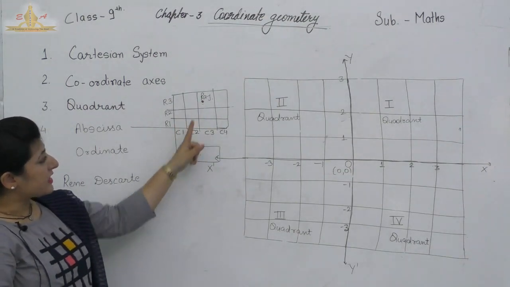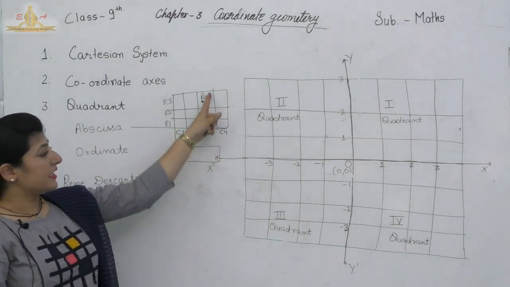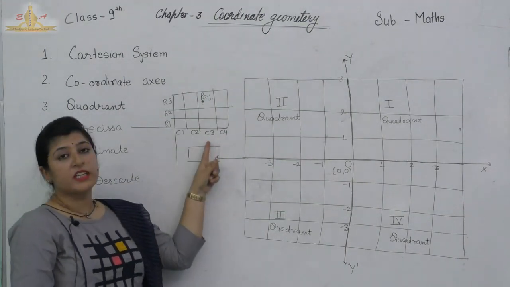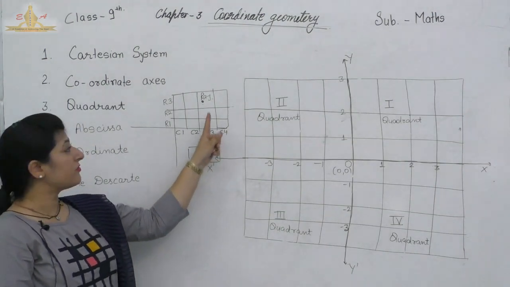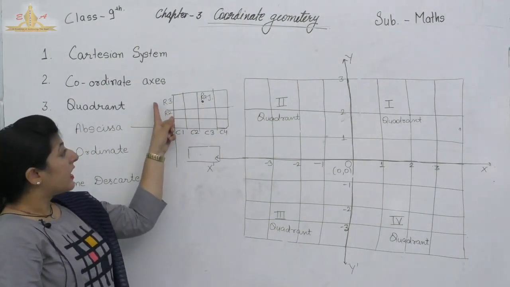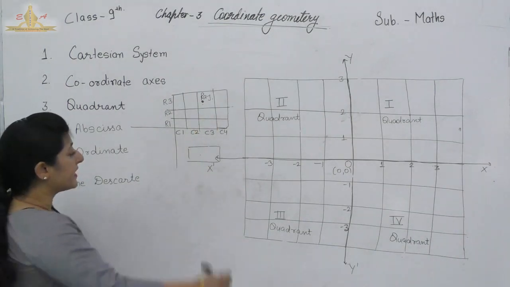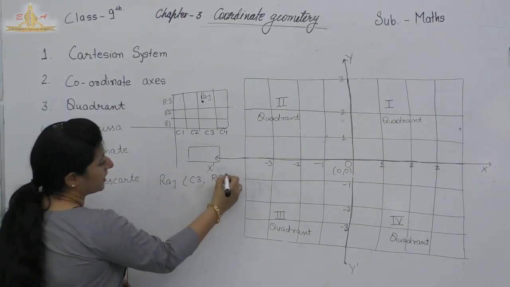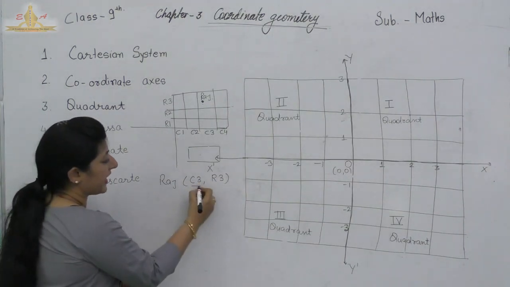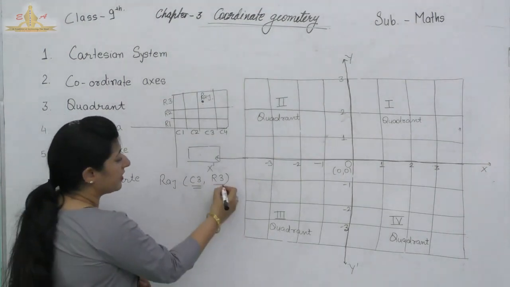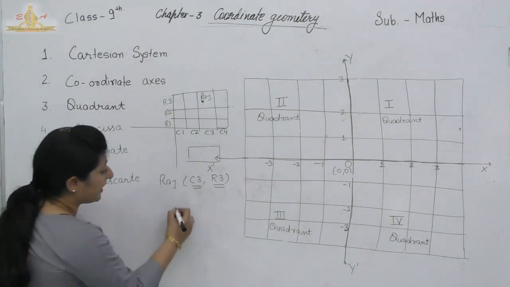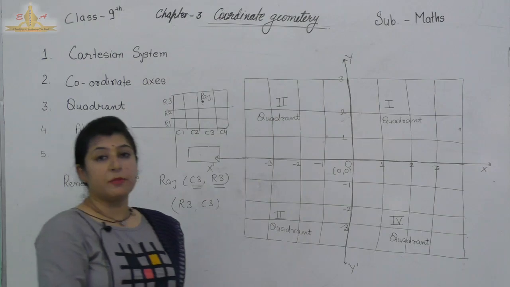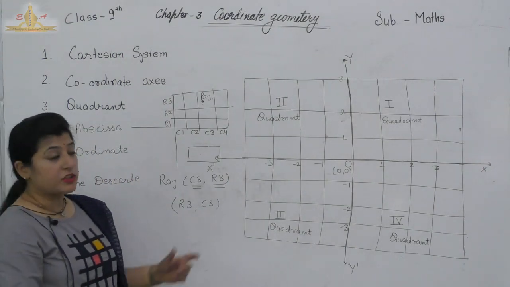When we see, firstly we see that he is in column 3rd, but if we say only column 3rd, then we cannot describe the exact location of Raj. We have to say row 3 also. It means Raj's location is column 3rd and row 3rd. Firstly we write the column, then we write the row. If we write R3, C3, is it the same position? No, it is not the same position.